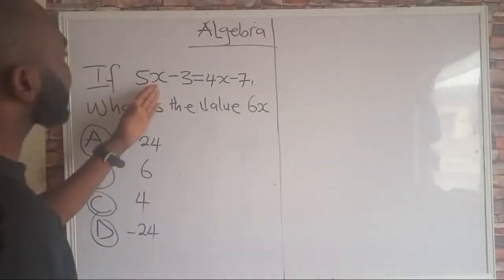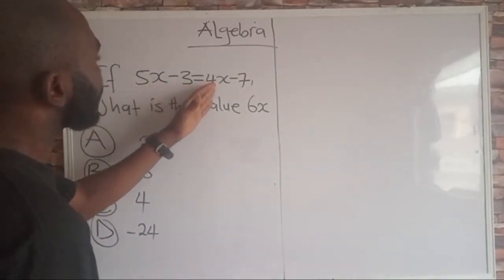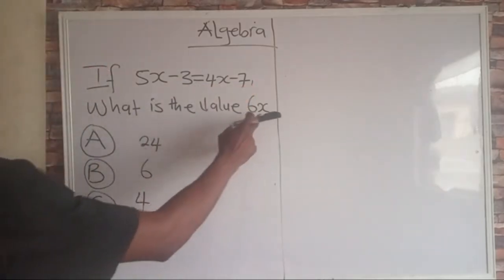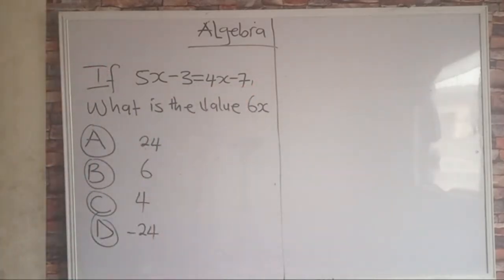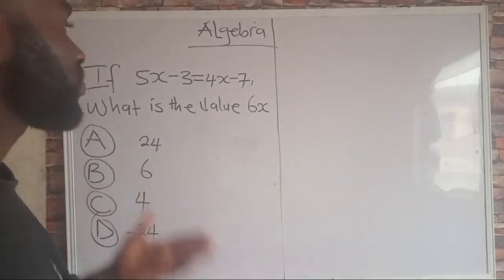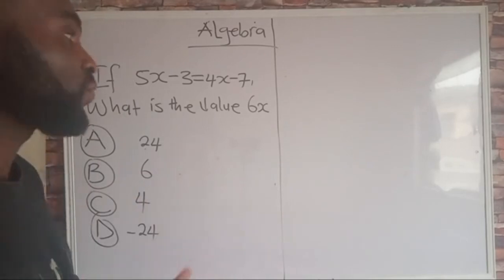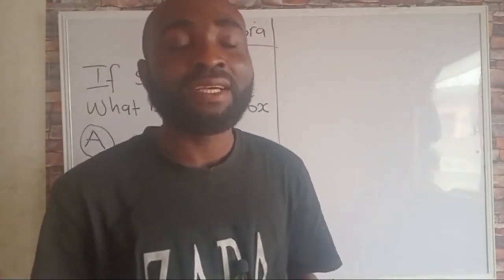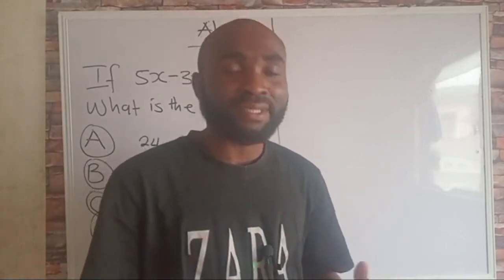If 5x minus 3 is equal to 4x minus 7, what is the value of 6x? Okay, this is a linear equation. All right, JAMB sets such questions to make students confused. And remember, this is CBT. When you sit on CBT, your mind is always racing.